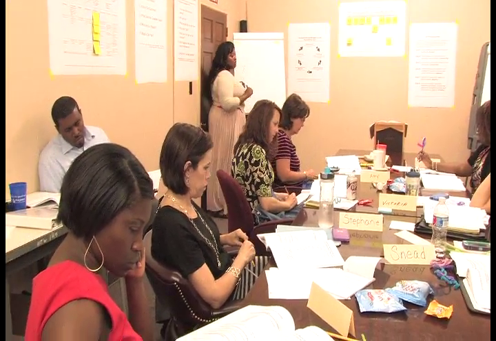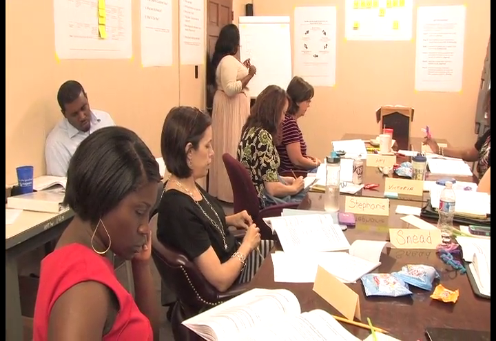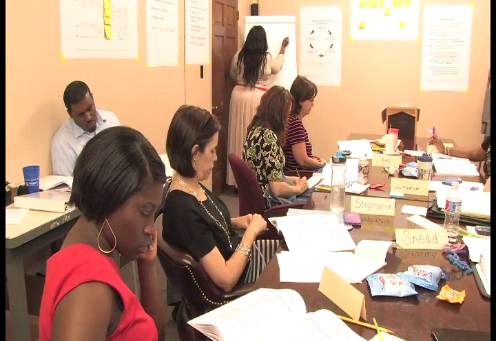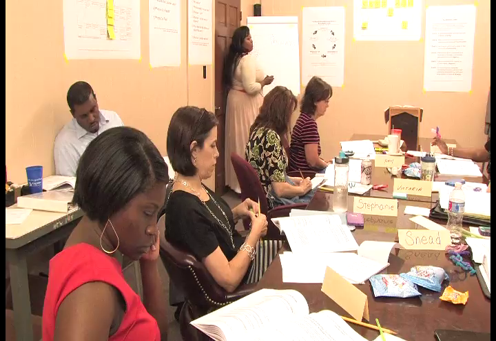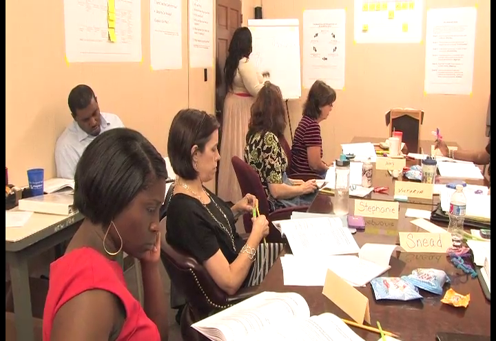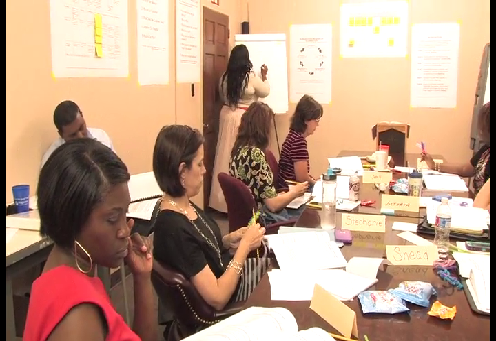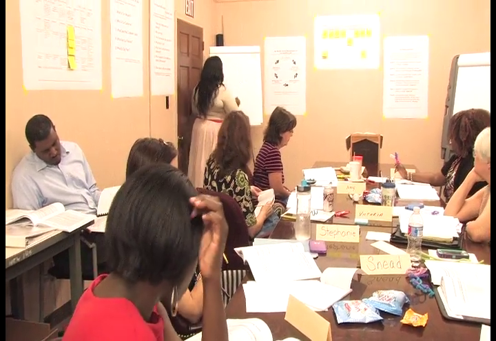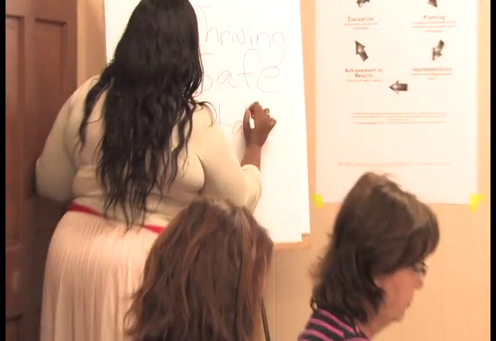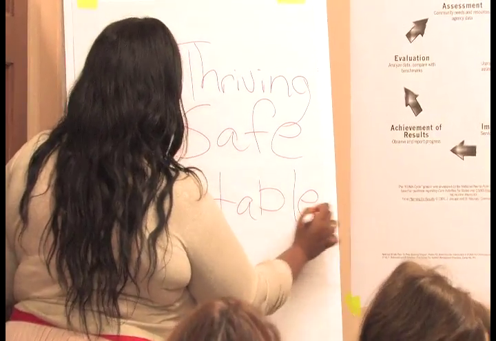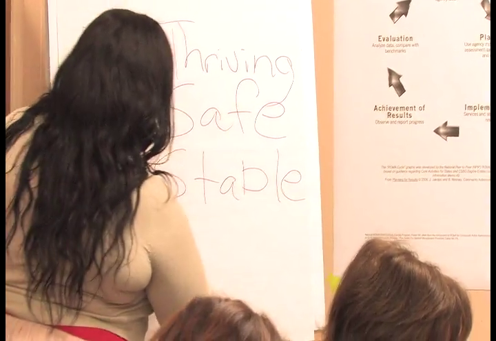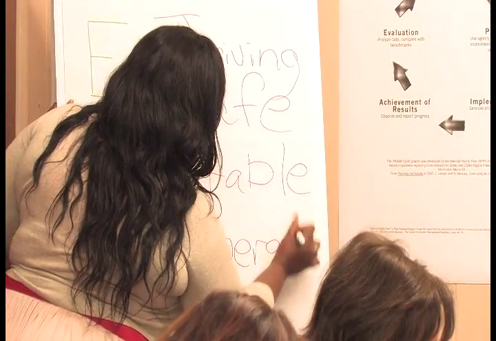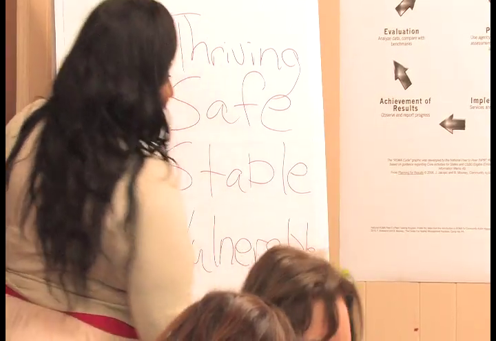So let's just identify full. What would full be in that scale? Thriving. Makes sense. Okay, and what would 3/4 of a tank be? Safe. Okay. And what would half a tank be? Stable. What would 1/4 of a tank be? Vulnerable. And what would E be? Crisis.